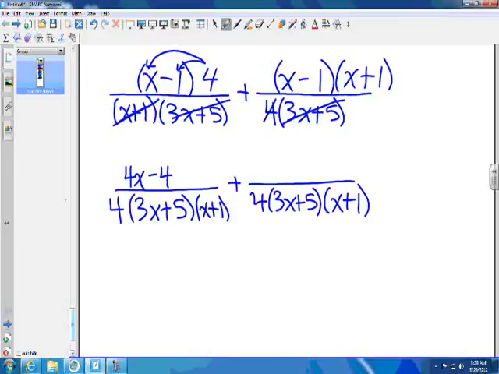You got a FOIL. What's special about those two binomials? They're not the same. Conjugates. So what do we have to do?